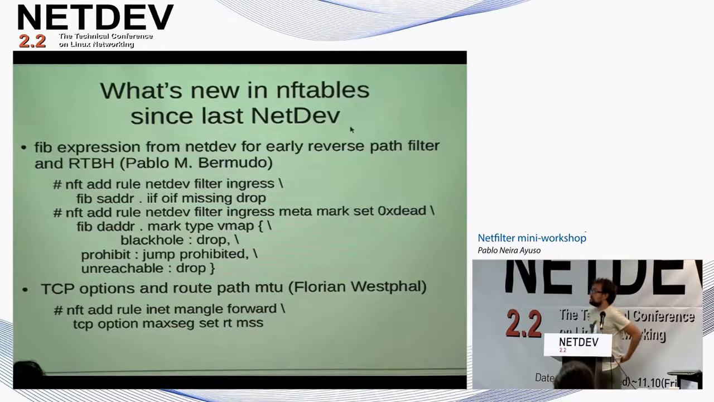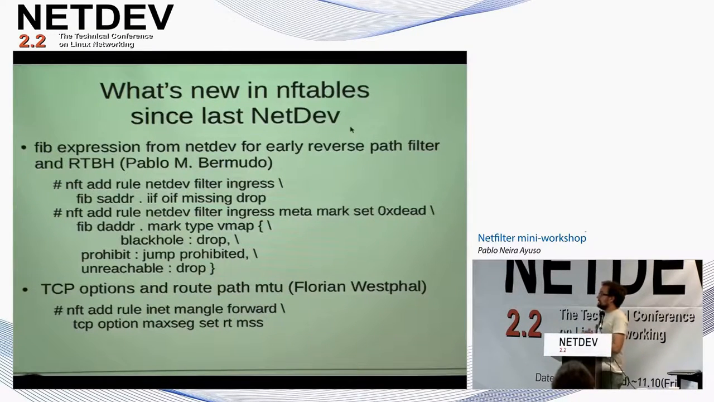Now it's possible to use the FIB expression for those that are familiar with this new expression. This basically allows us to query the FIB engine. It's actually very, very flexible. So you have a tuple that you can use with different components to query the FIB, and you can also specify what kind of result you want to fetch from the FIB.